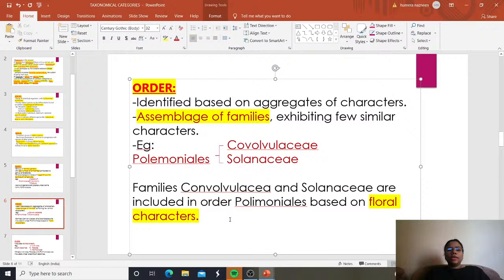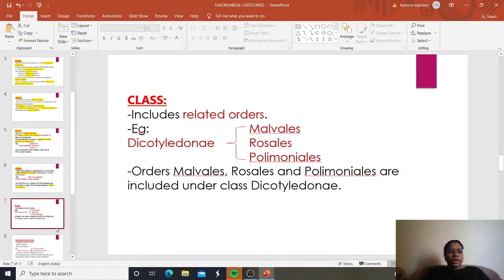Yes. Clear, guys, till here? If you have any doubt, you can just comment so that I can clarify it. Order is nothing but an assemblage of families. Convolvulaceae and Solanaceae are two different families, but still they are placed under a single order, Polymoniales. Why? Because they have few floral characters similar. So based on their floral characters, they were placed under a single order. Clear? Then when we are moving upward again, above order we have class.